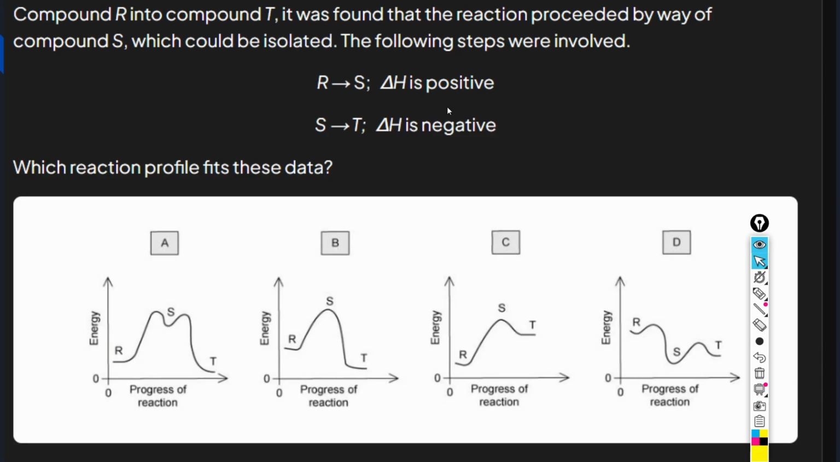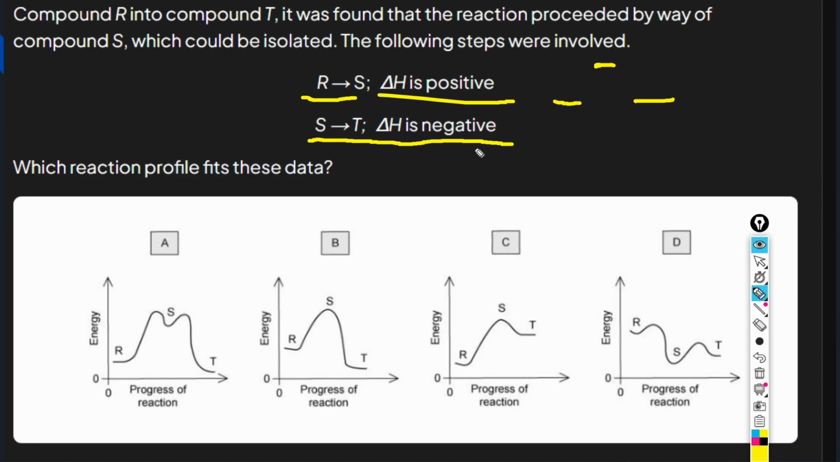The compound R is turned into compound T without reaction, and then turned into compound S, which can be acylated. This gives us the steps involved. So we can see R to S is positive, so this is an endothermic reaction. So the energy of the reactants and the product should be over here. Going from S to T is delta negative, so we would have to go to the products over here. It would have a lower level, so it'll be below.